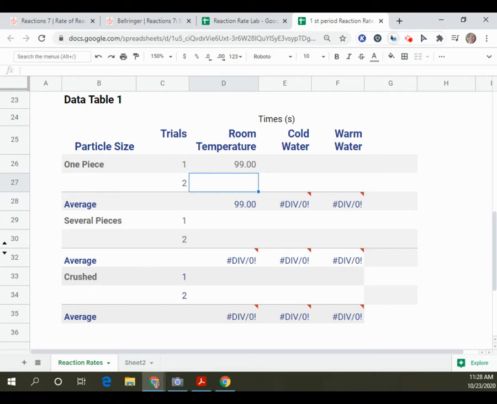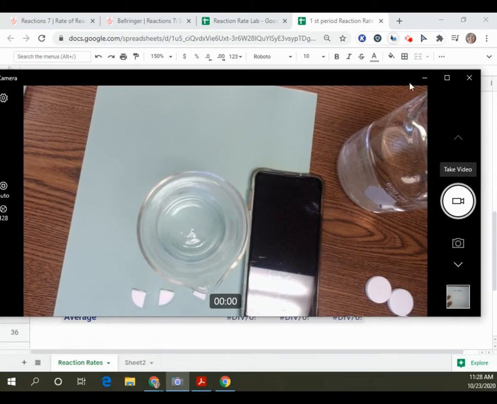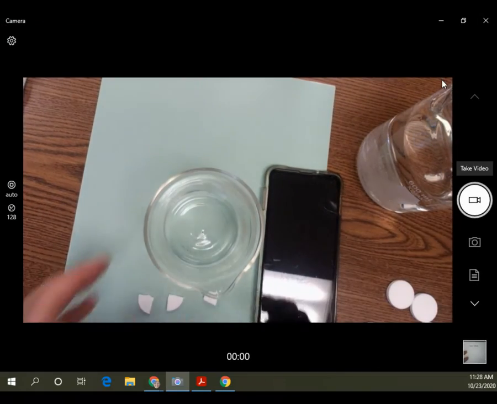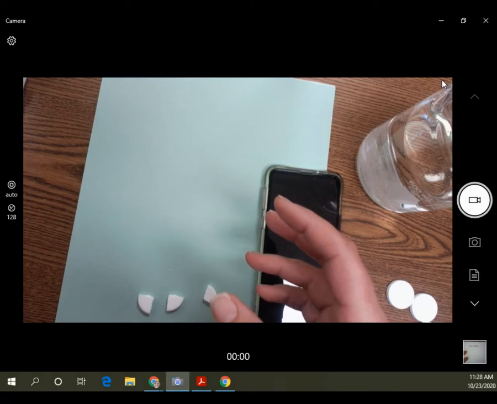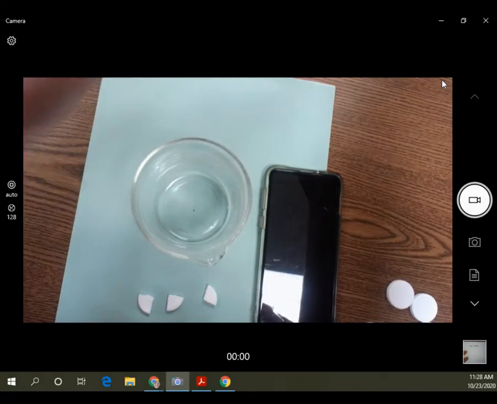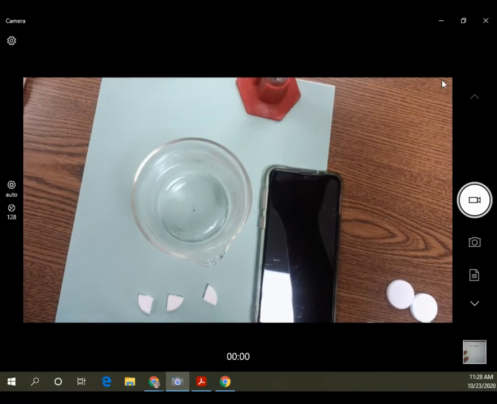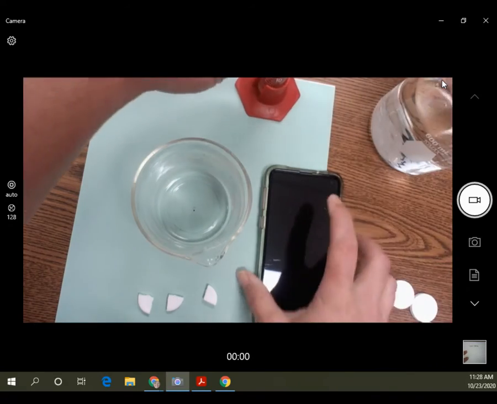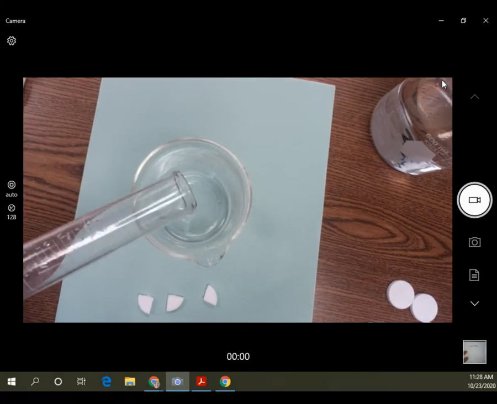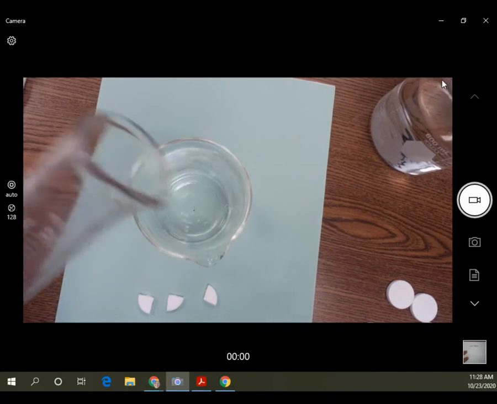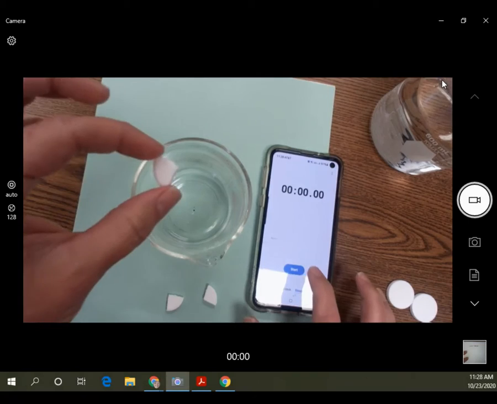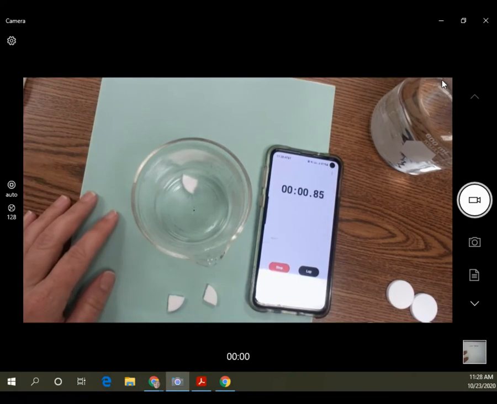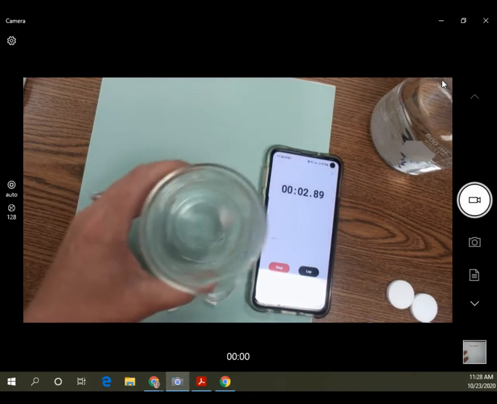Well, let's go back to our camera. We're supposed to do another trial at room temperature. So we'll clear out this water. Okay, we'll get another 15 milliliters of water. Pour the water in. Get our stopwatch prepared again. I'm going to reset that. All right, ready, set. Let's see if it's about the same time or not.